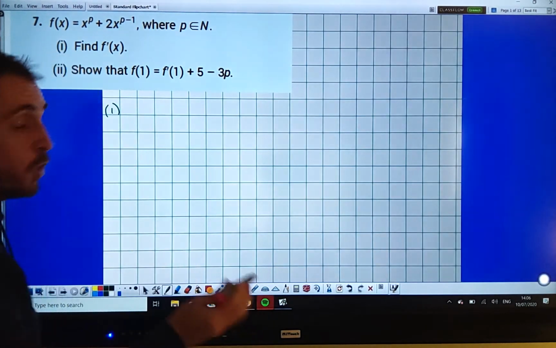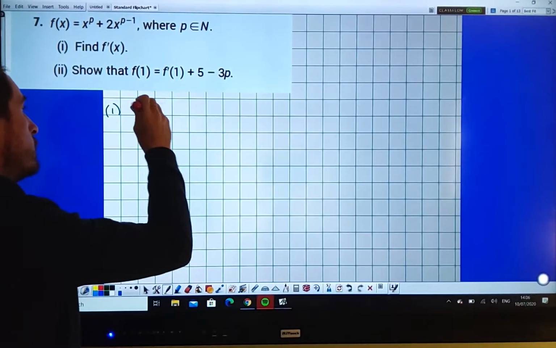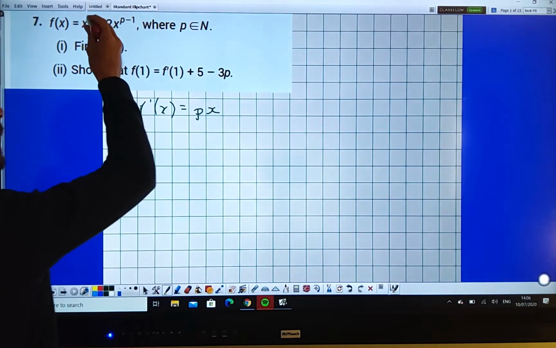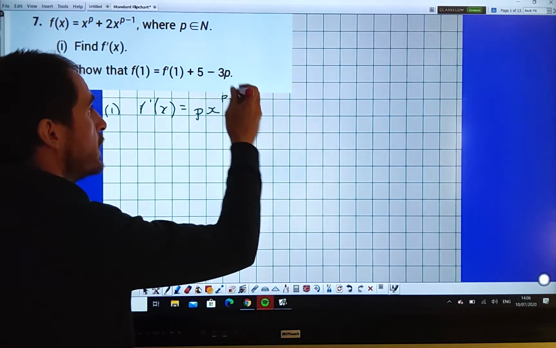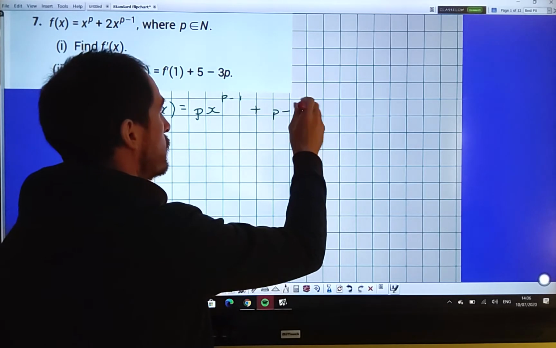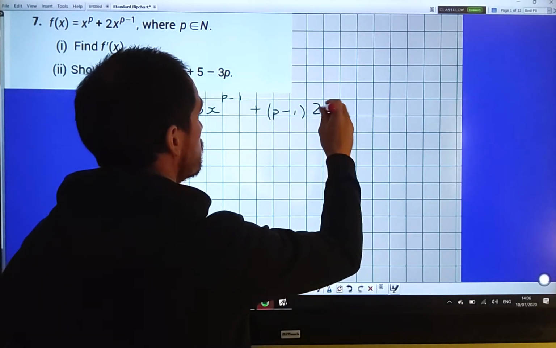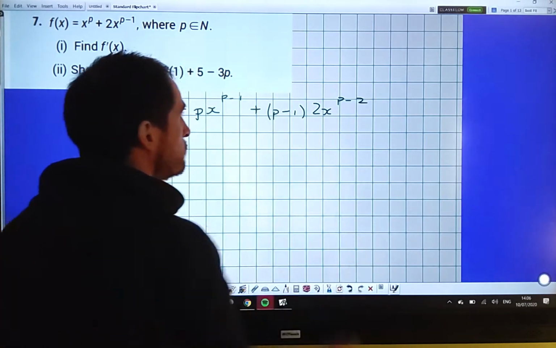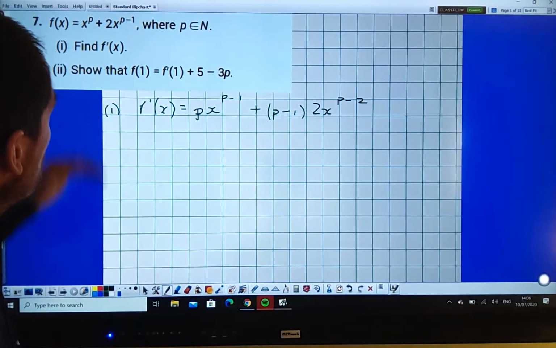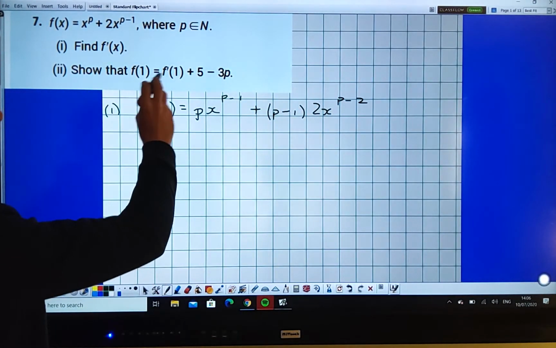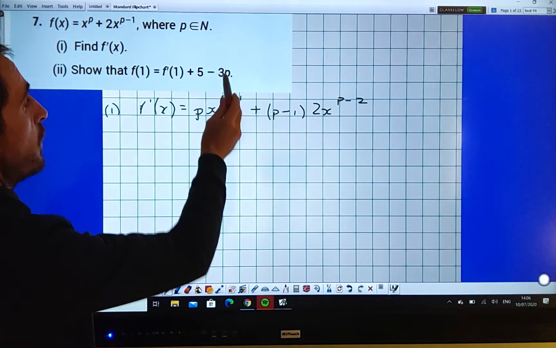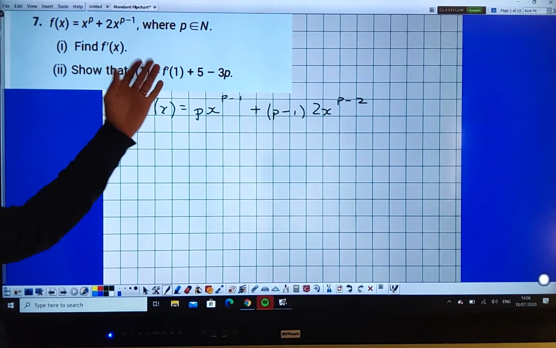So the derivative, we know, is we multiply by the power and reduce the power by 1. So p times x to the power of p minus 1, and then plus p minus 1 times 2x to the power of p minus 2. Now, this comes down to algebra, so I'm going to work this through, because if you look at the second part, it says show that f dash of 1, the derivative with x equal to 1, is equal to 5 minus 3p. So I'm going to get the derivative and sub 1 in for x.